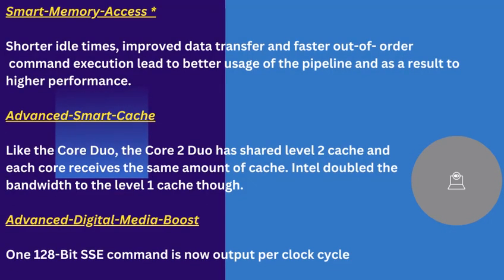The next one we have is smart memory access. Shorter idle times improve data transfer and faster out of order command execution lead to better usage of the pipeline and as a result to higher performance. Next we have advanced smart cache like the Core Duo. The Core 2 Duo has shared level 2 cache and each core receives the same amount of cache. Intel doubled the bandwidth to the level 1 cache. Next one is advanced digital media boost. One 128-bit SSE command is now output per clock cycle.